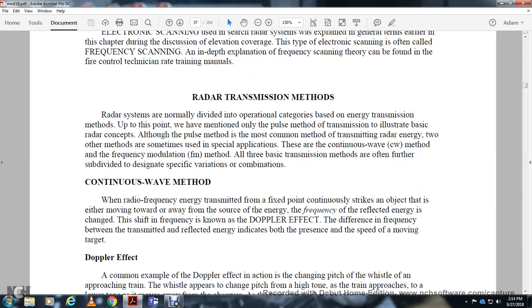Continuous wave method. Radio frequency energy is transmitted at a fixed frequency, continuously striking the object, which is either moving toward or away from the source of the energy. The frequency of the reflected energy changes. This frequency shift is known as the Doppler effect. The difference in frequency between the transmitted and reflected energy indicates both the presence and speed of the moving object.